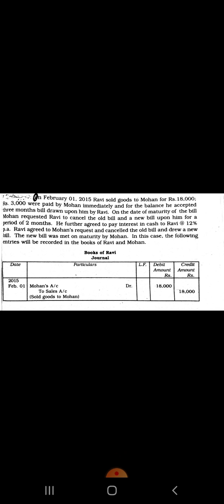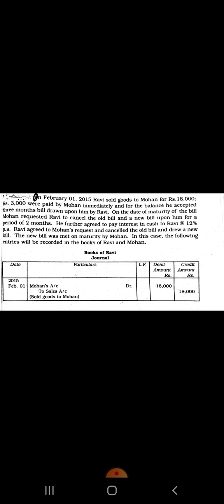The drawee can pay the interest in cash, or interest can be included in the amount of the new bill drawn by the drawer and accepted by the drawee. This process is called renewal of the bill. For example, on 1st February 2015, Ravi sold goods to Mohan for rupees 18,000.